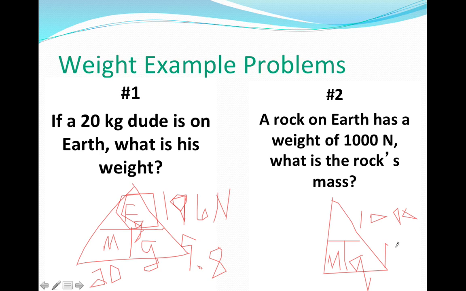Please remember that 9.8, it would be that number. So here it is, 9.8. You would take 1,000 divided by 9.8, and the mass would be 102. On that one, mass is measured in kilograms, so it would be 102 kilograms over here.